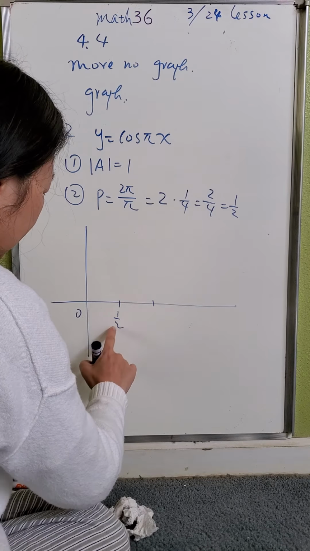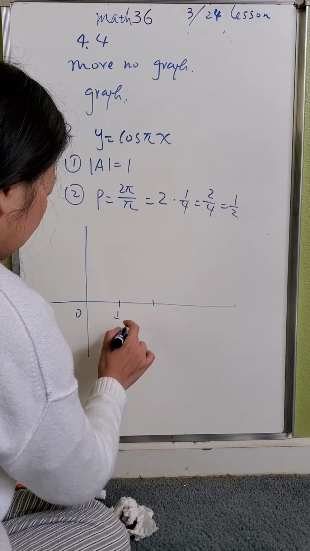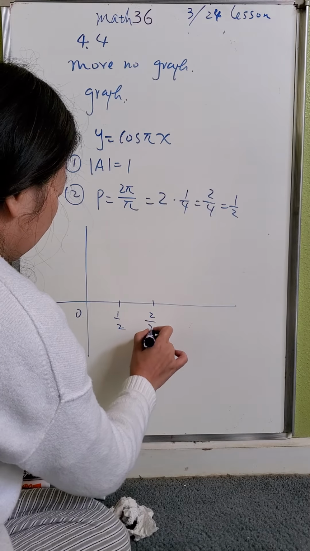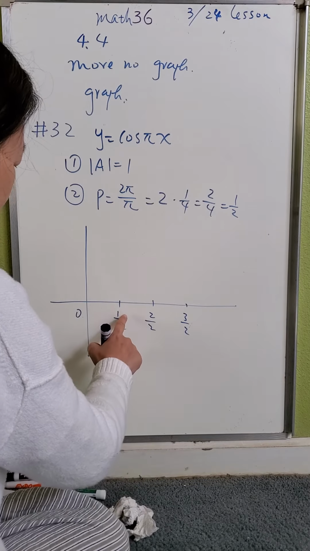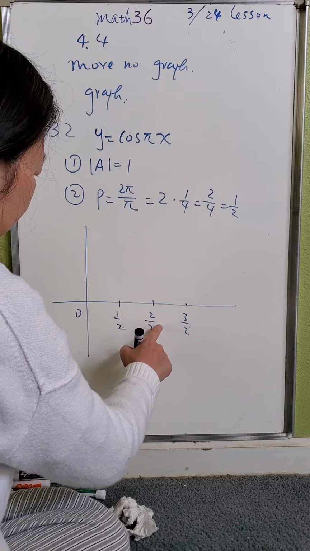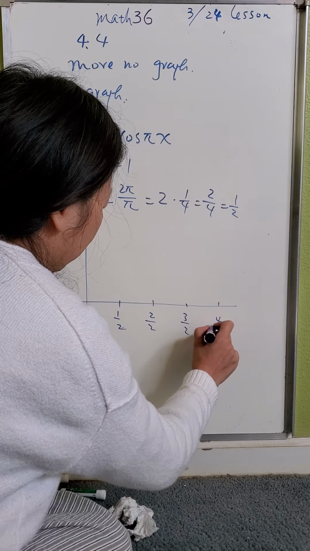1/2. And then you add another 1/2 to get the last one. So these are 2 over 2. It's 3 over 2. I don't reduce it, so it's easy for me to see. Okay, add 1/2 and then add 1/2. And then the last one is 4 over 2.